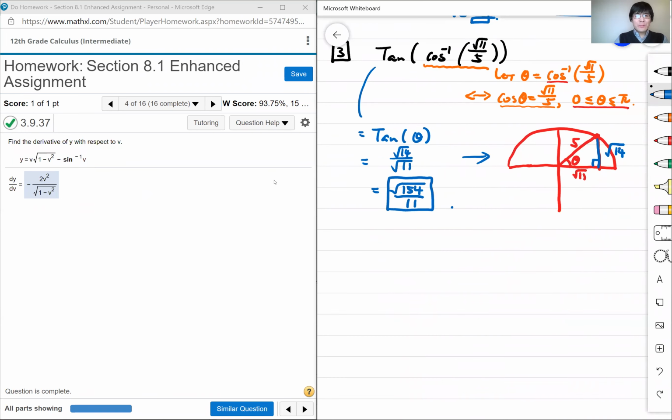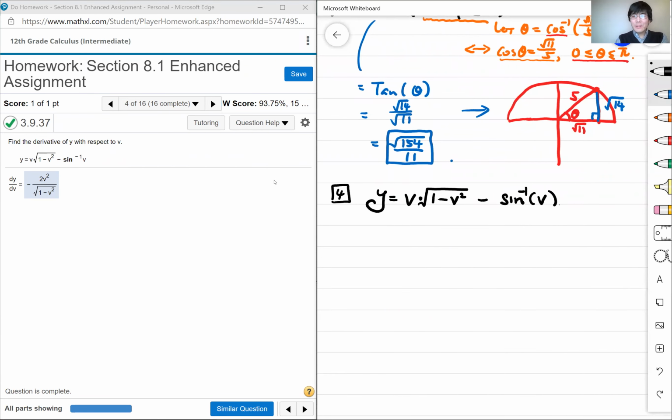Okay. Next one is a review from chapter 3, which is derivatives. Number 4. Find the derivative of y with respect to v, where y is equal to v times square root of 1 minus v squared minus inverse sine, arc sine of v. Okay, be careful here with the product. You have to use the product rule to differentiate. Also, this is a problem that is useful in this section because we have to know the derivative of this one. Okay, what is the derivative of this one?